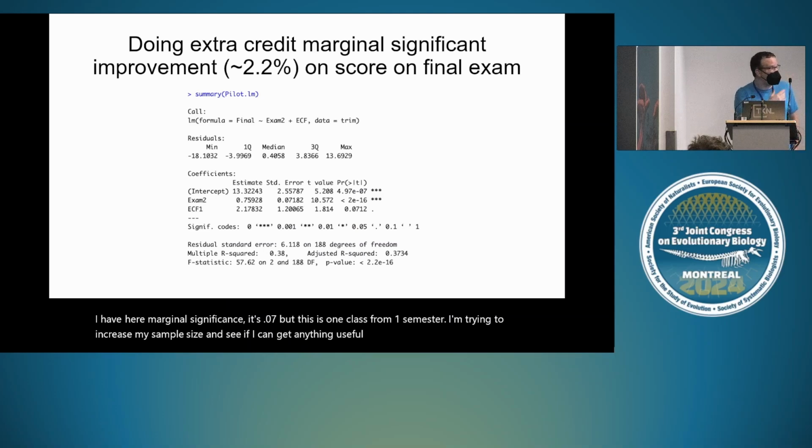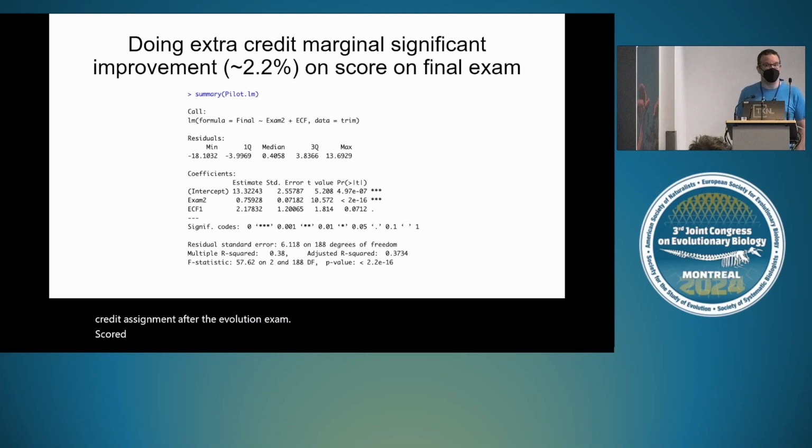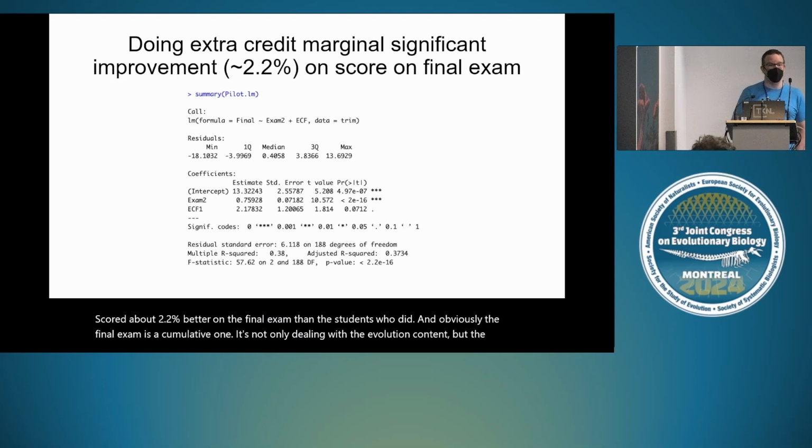But students who did this extra credit assignment after the evolution exam scored about 2.2% better on the final exam than the students who didn't. And obviously, the final exam is a cumulative one. It's not only dealing with the evolution content, but the evolution content was somewhere around 1/3 of that exam.